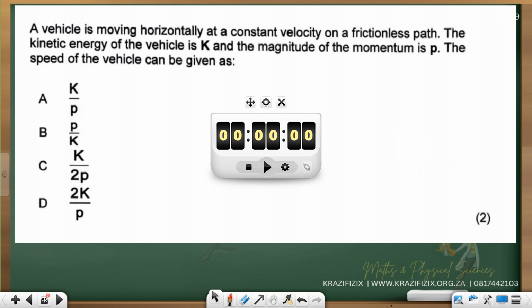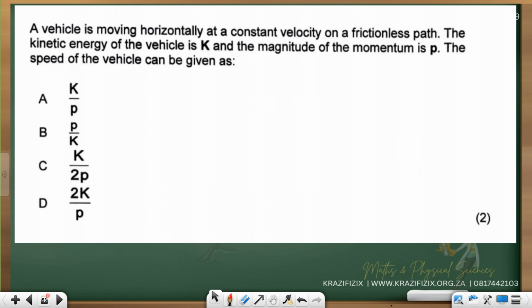All right, let's see. It says the vehicle is moving at a constant velocity v. We are given kinetic energy as k, momentum is p. We are looking for v. So what is the formula for kinetic energy? Half mv squared. We are told this is k, this is half m v v, and we know mv is p. So k is half p v. We're looking for v, so that is 2k over p.